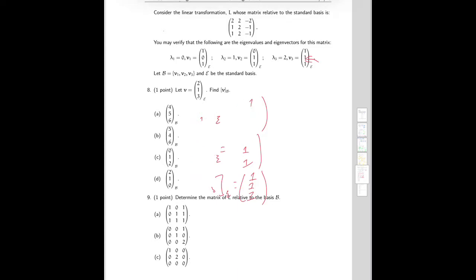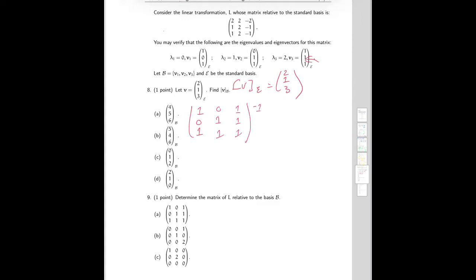Okay, now what the problem asks us is, given V, we know the coordinates of V relative to the E basis are 2, 1, 3. What we want to do is find the coordinates of V relative to the B basis. And remember, the change of basis matrix from E basis to B basis is just this matrix inverse, and we're going to multiply it by the E coordinates. What are the E coordinates? It's just 2, 1, 3.